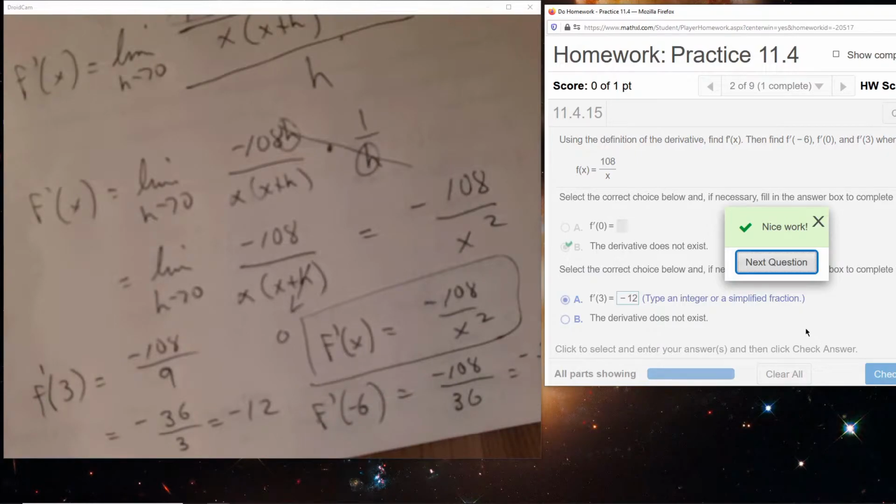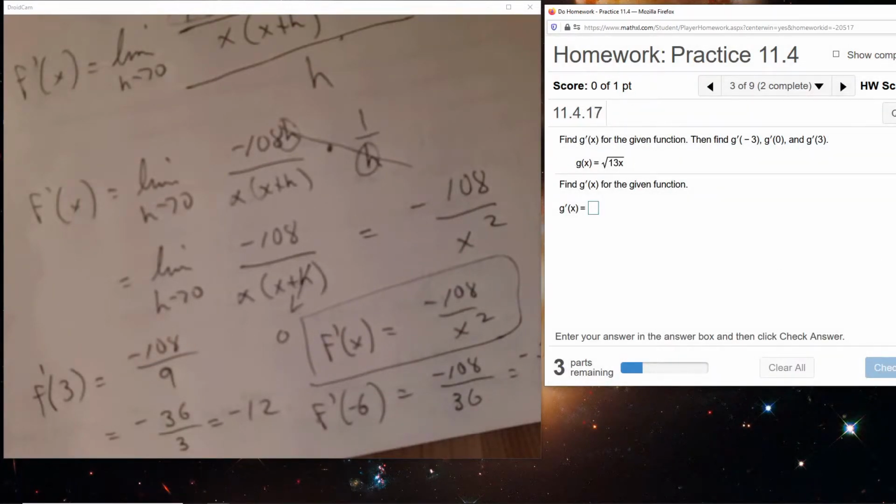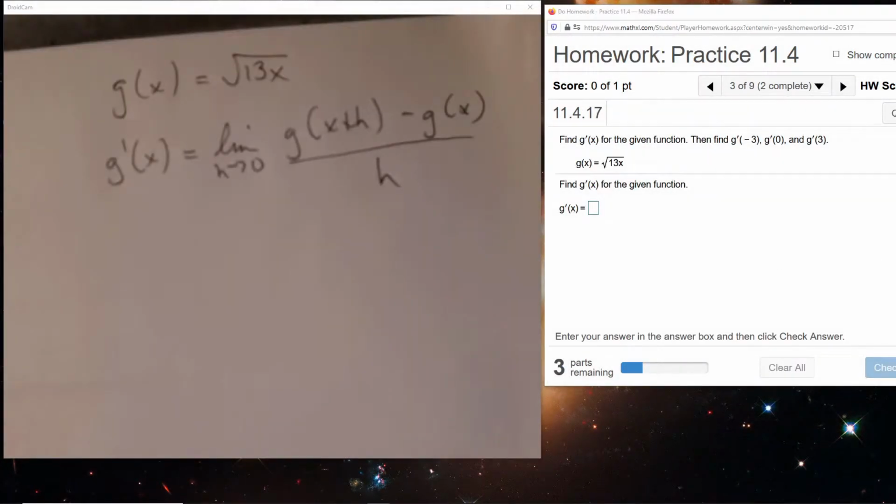And there is question 2. All right, so number 3, got it all written out there. So now we have a square root function, and here's our definition of the derivative.